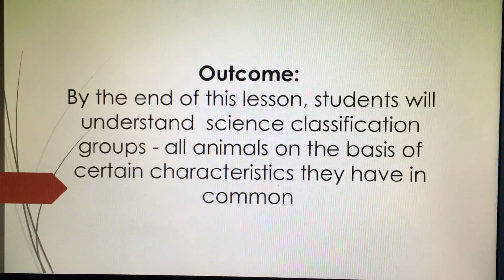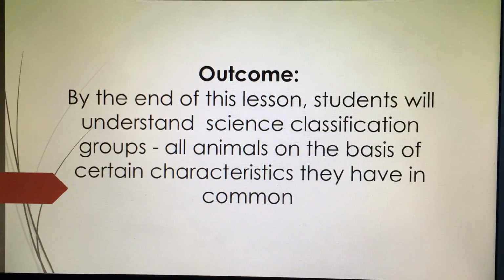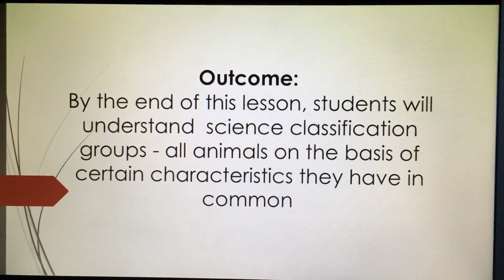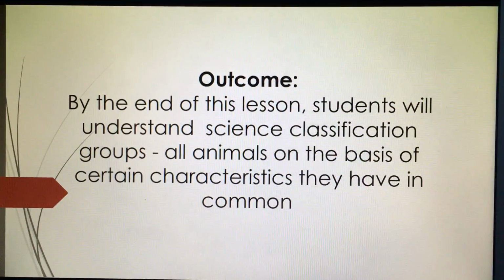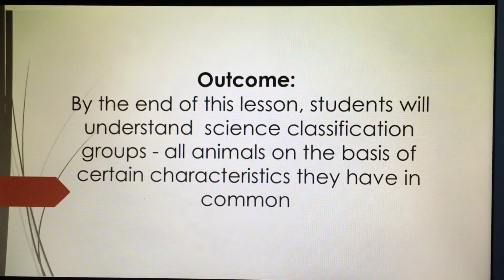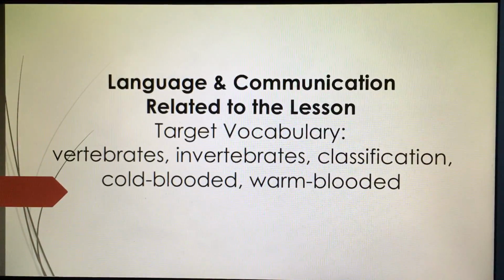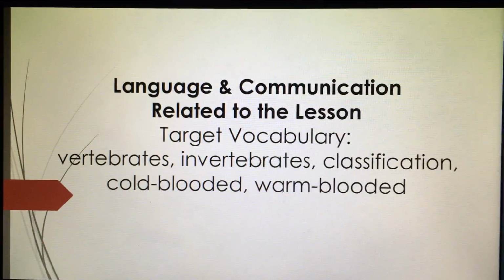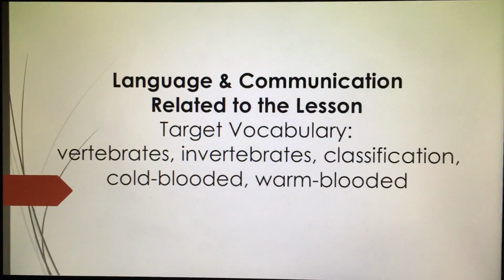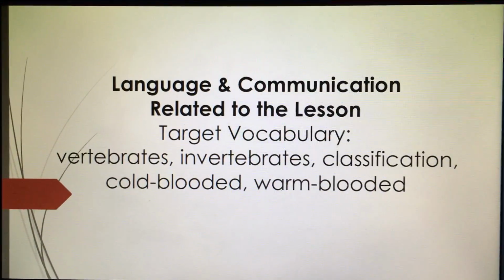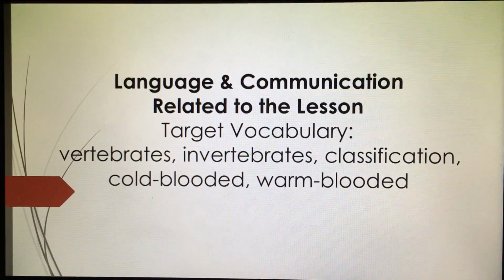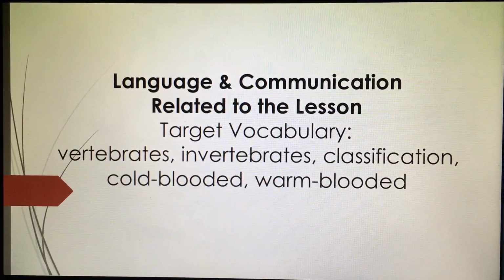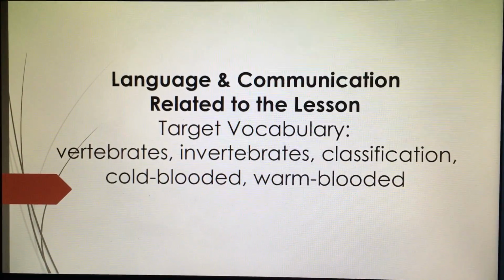By the end of this lesson, students should be able to understand science classification groups of all animals on the basis of certain characteristics they have in common. Some target vocabulary that we want to reach today and make sure that students have a good understanding of by the time the lesson is complete are as follows: vertebrates, invertebrates, classification, cold-blooded, and warm-blooded.